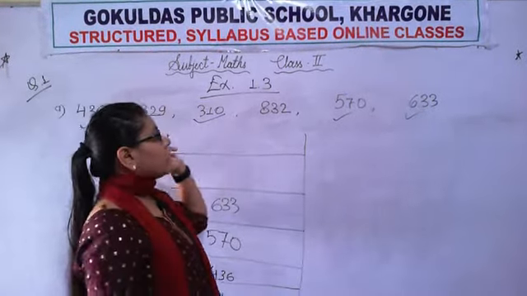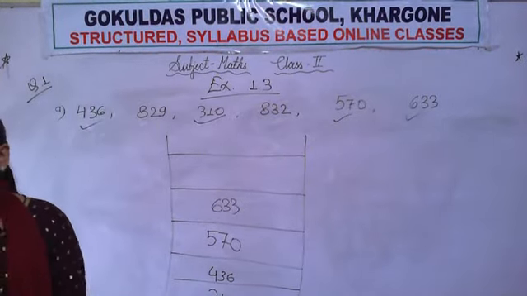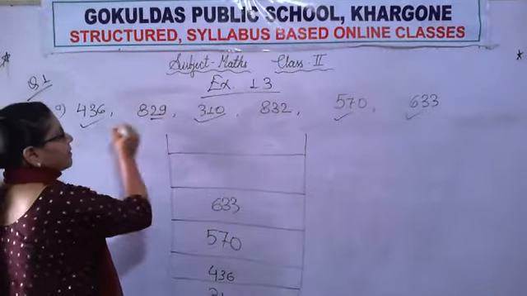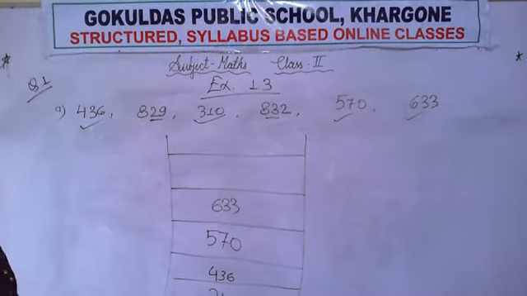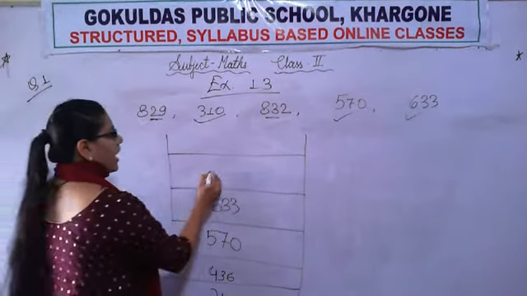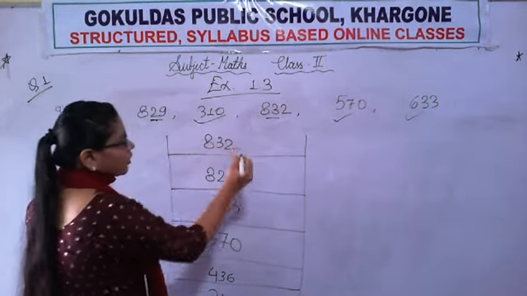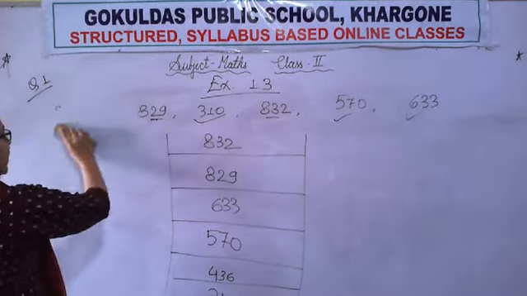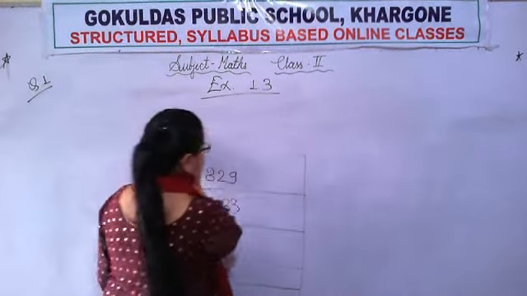Now these two numbers are having 8 at the hundreds place. What will we do? We will check for tens. Here at the tens place 2 is there and here at the tens place 3 is there. So we have to find the smaller one. Which one is smaller? 2. So we will write 829 first, then 832. This is how you can do part B also.